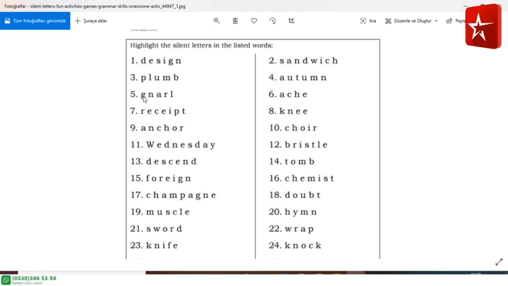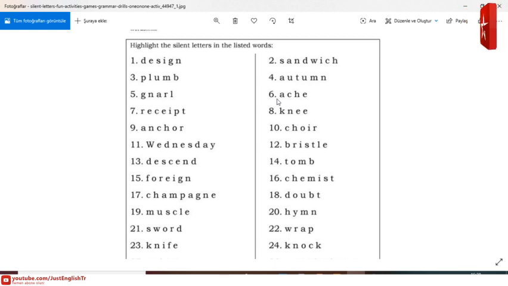Yes, G. Perfect, perfect, perfect. Mr. Furkan, your answer unfortunately is not correct. Not L. Gnarl, like gnarl. So we don't pronounce G. G is the correct answer here.